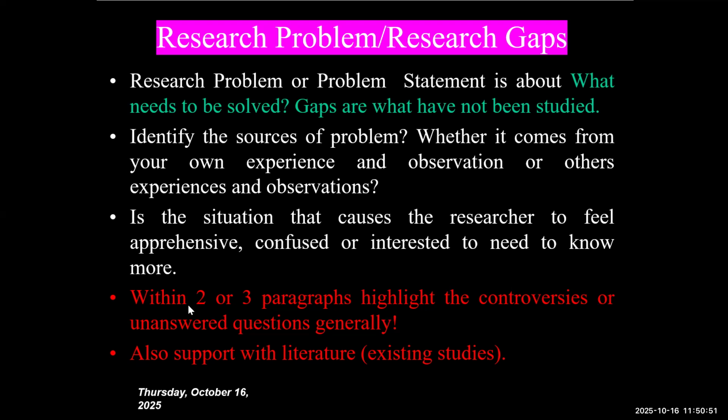So here, say within 2 or 3 paragraphs, highlight the controversies or unanswered questions generally, and also support with literature. This is very, very important. You cannot write your research problem without supporting it with existing studies, what we term as the literature. So you have to tell us that, oh, okay, so and so said this, so and so found out, so and so did it. This is what I'm also going to do. And that's where we say you identify the gaps in the literature.